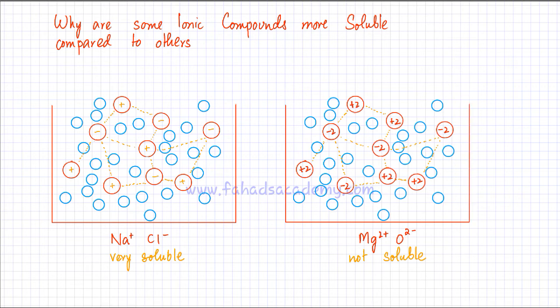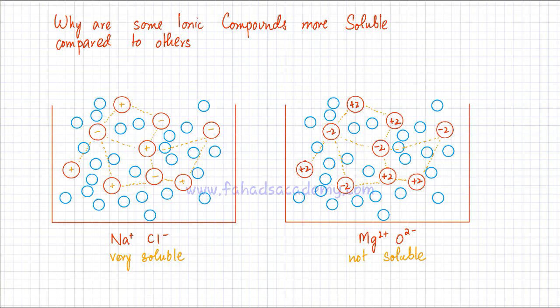The positive and negative ions would try to attract each other. But since Na is +1 and Cl is -1, for NaCl the force of attraction would be weaker. So the positive and negative ions would not attract each other strongly, and they would not be able to displace the water molecules coming in between. They would try to attract each other, but the force of attraction is weaker.